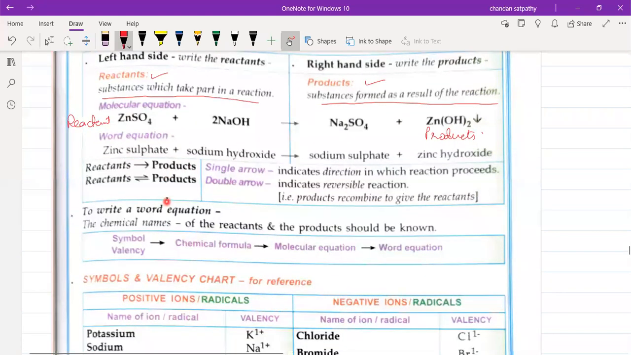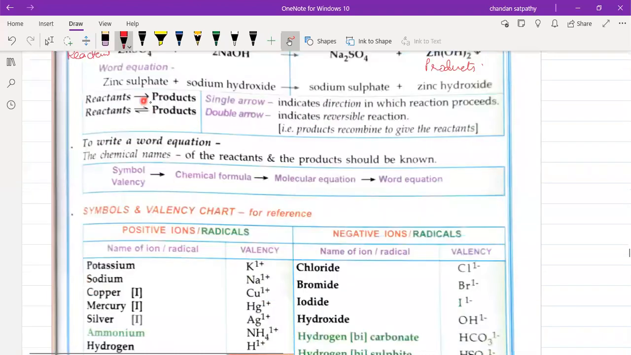Now we have to remember that if a single arrow is there, then it is an irreversible reaction, meaning it cannot be reversed back. But if a double-sided arrow is there, that means it is a reversible reaction, that means once again we can get back the original substance.